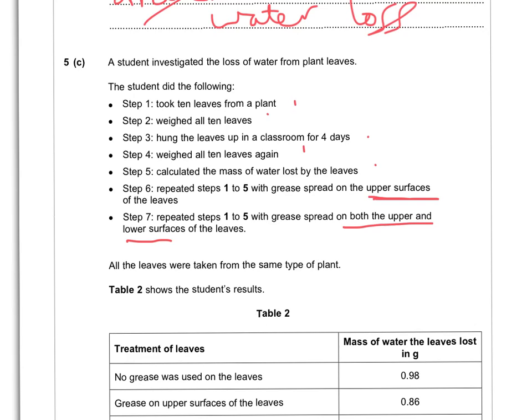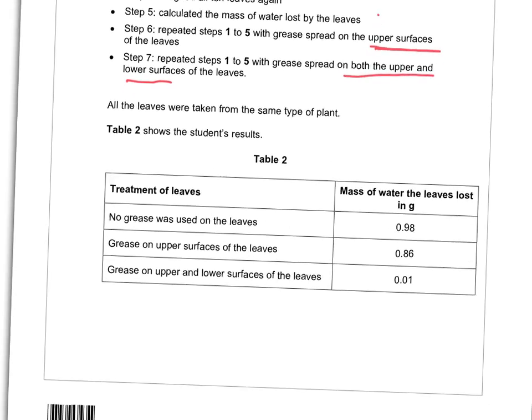So basically they've hung leaves out to dry. Some of them are just kind of raw leaves. Some of them have got grease on the upper surface. Some have got grease on the top and lower surface. Now I'll tell you that what grease does is it blocks up the stomata so water cannot evaporate from the plants. But what's it asking you to do here?